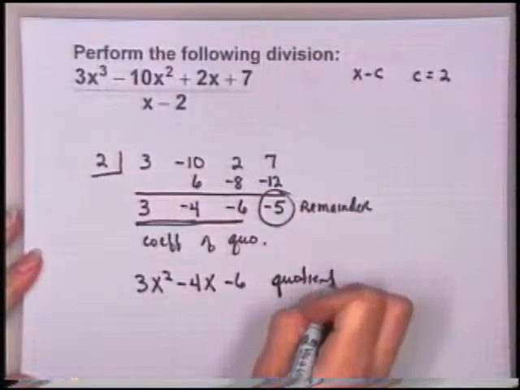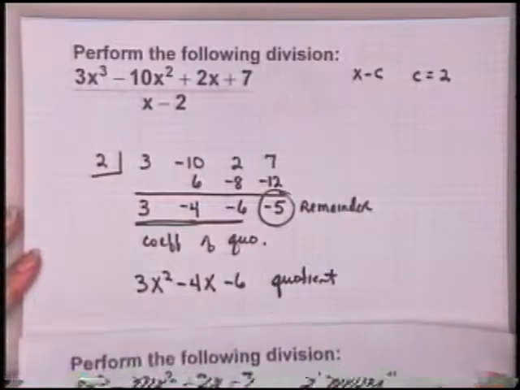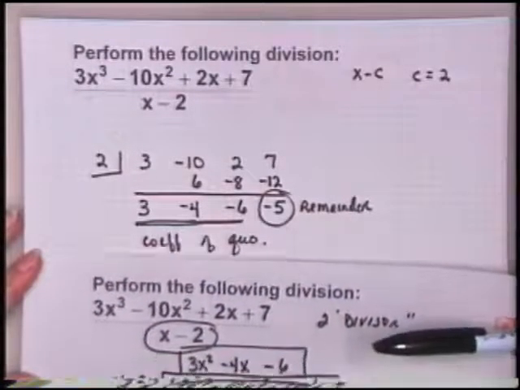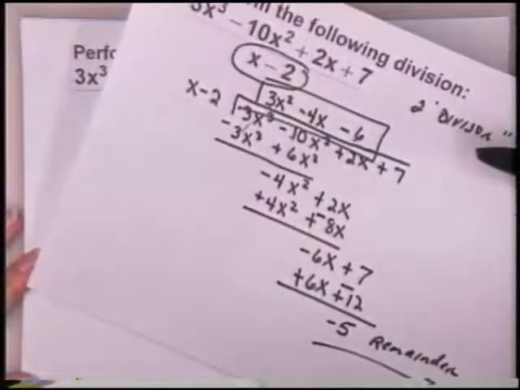Here is my quotient. And again, let's compare with the long division. Was my quotient 3x squared minus 4x minus 6? Yes, it was. Was my remainder negative 5?